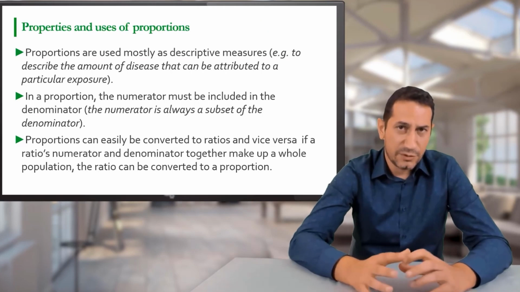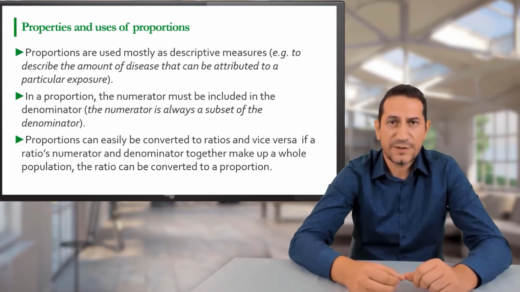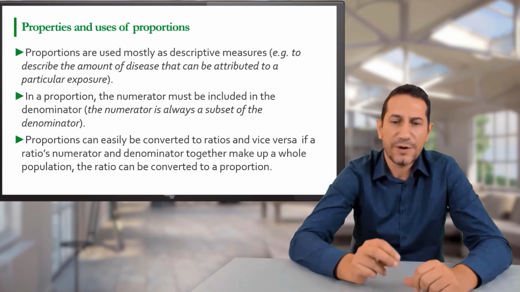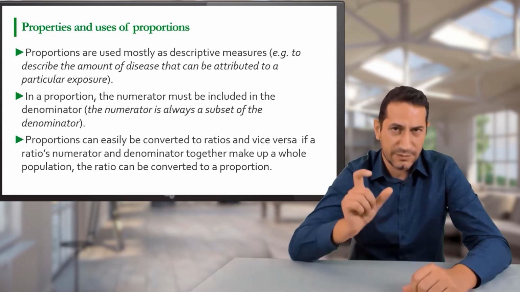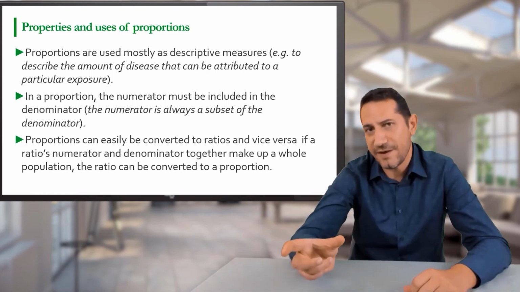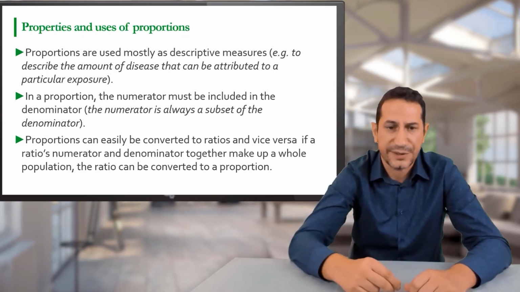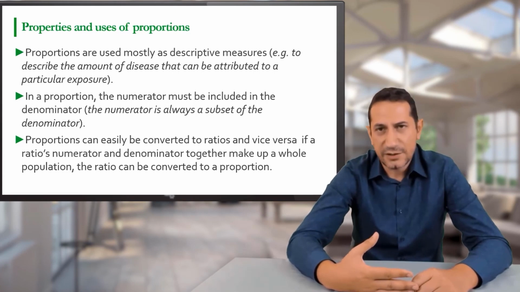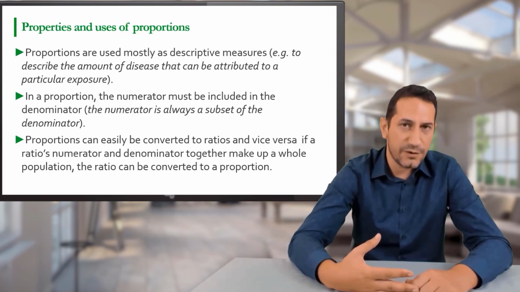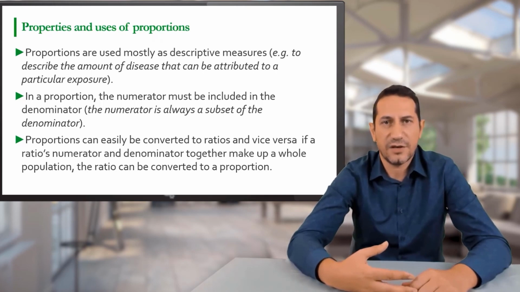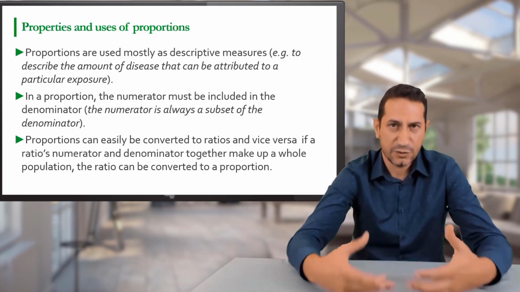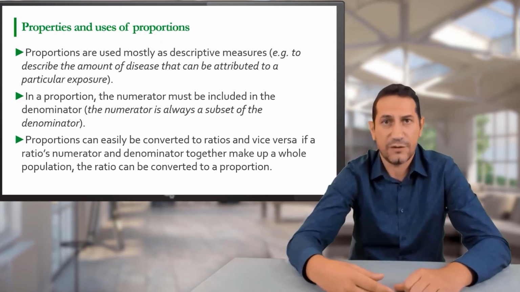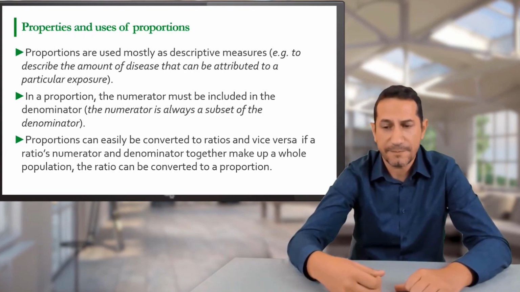As a rule of thumb, to differentiate proportions from the other measures, in a proportion the numerator must be included in the denominator. So it's, like we said, affected plus unaffected, and that's the total population of interest. Also, proportions can be easily converted to ratios, or ratios converted to proportions, because they have pretty much the same nature, but we have to know beforehand the counts of those in order to convert them.